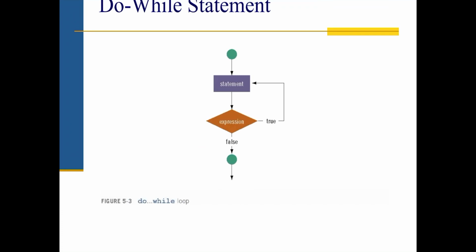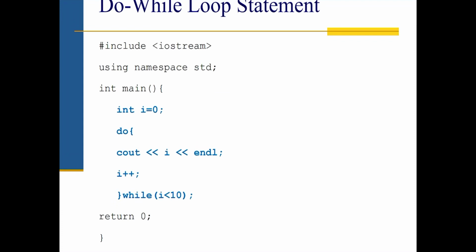So this is the flow for a do while statement. When the expression is true, it should still run until the expression becomes false before it couts the results. And this is a practical example for the do while loop statement.